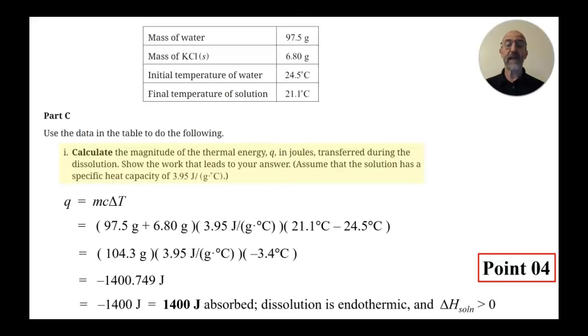So most likely the AP readers will ignore any signs in this answer. So 1400 joules, and that is the amount of thermal energy that is absorbed. The dissolution of potassium chloride is endothermic because heat is absorbed. If heat were released, then the temperature of the solution would increase. But since the temperature of the solution decreases, then this is an endothermic process. So we expect the sign of delta H for the dissolution of KCl to be a positive value. All right, well, that's point 4.